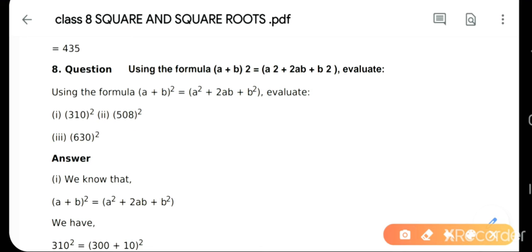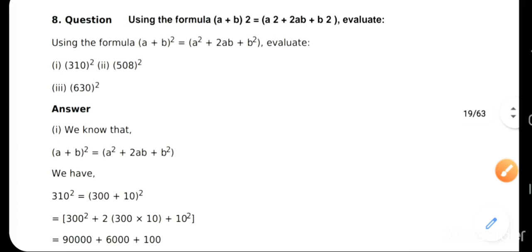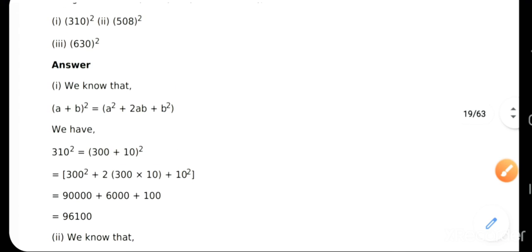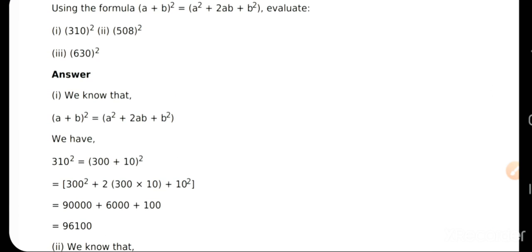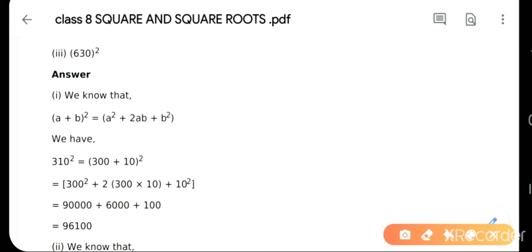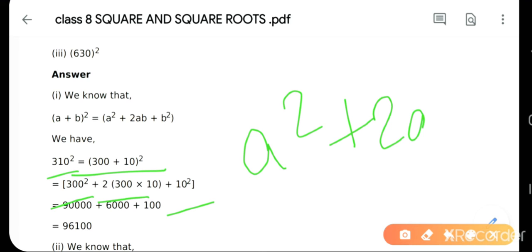For this, you just need to express 310. Let's take the first question, that is 310. You just need to express this 310 in the form of a plus b whole square. And using the formula, you just have to put the values of a square, 2ab and b square. Okay, and then substitute the values.